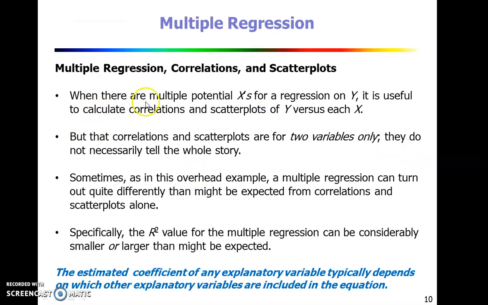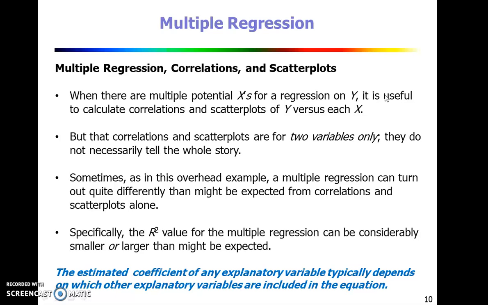Multiple regression, correlations and scatter plots. When there are multiple potential x's for the regression on y, it is useful to calculate correlations and the scatter plot of y versus x. But those correlations and scatter plots are of two variables only, so they do not necessarily tell the whole story. Sometimes, as in this overhead example, a multiple regression can turn out quite differently than might be expected from correlations and scatter plots alone.